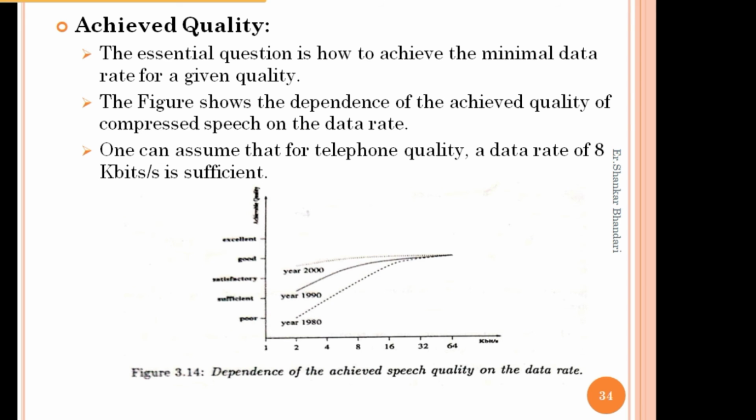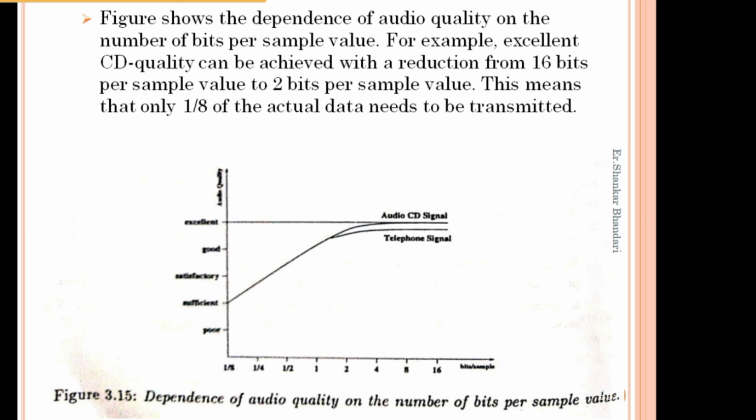We discussed previously that the actual data at the sender side is not completely transmitted over to the receiver side, but certain portions like the characteristics of the sound are always transmitted to the receiver side. The graph shows that 1/8 of the actual data needs to be transmitted, and this is the graph of the dependency of the audio quality on the number of bits per sample value.